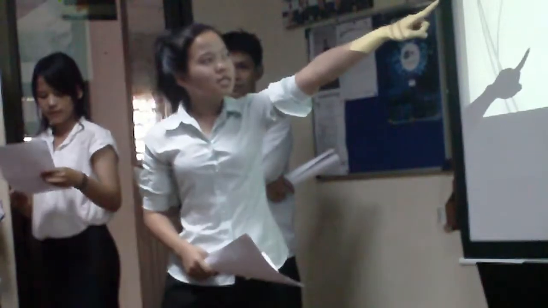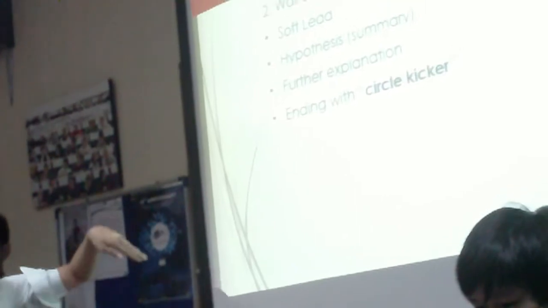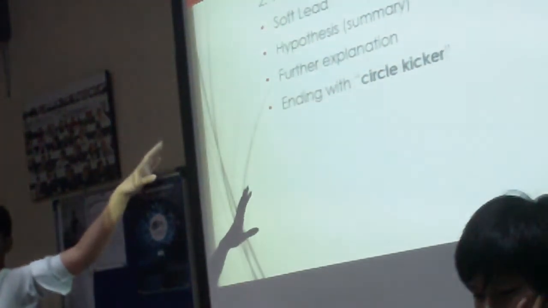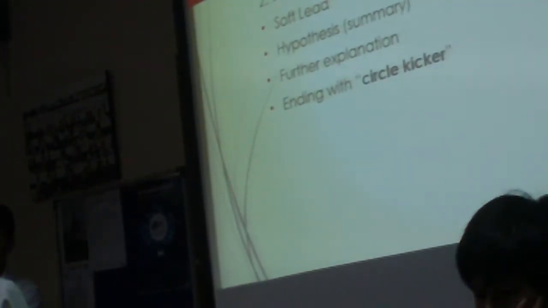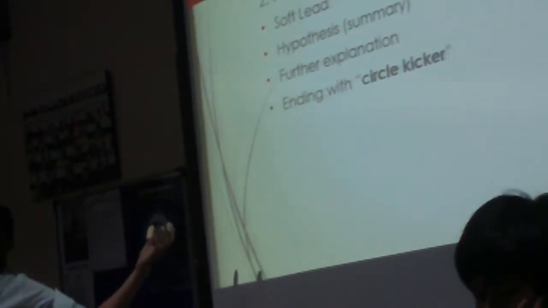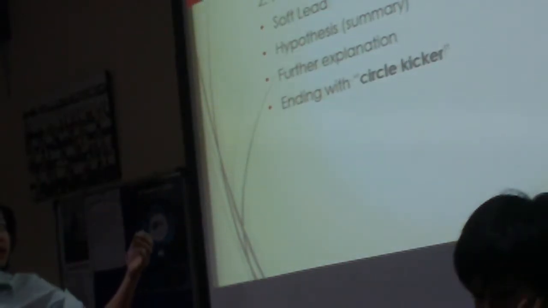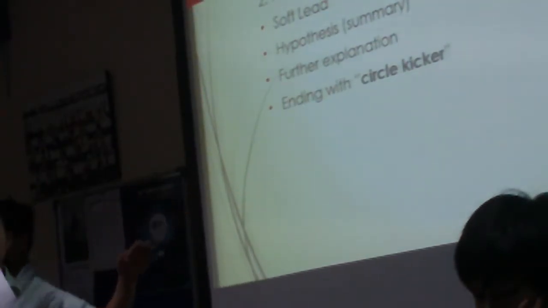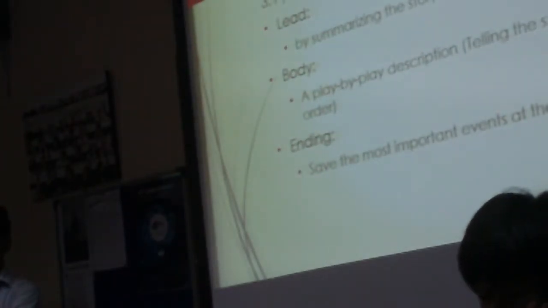And the last one is circle kicker. As you see here, circle kicker is the information that is related to the first thing, to the soft lead. Like in the example, I read an example about a beggar. So at the end of the story, we have to also state about that beggar. Even though in the further explanation we talk about others, at the end we have to do the circle kicker, meaning kick to the lead again.